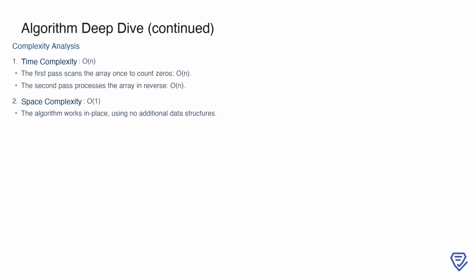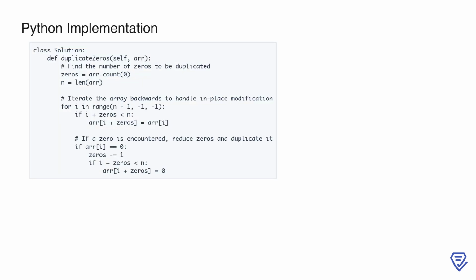The algorithm modifies the input array directly and uses only 2 additional pointers for traversal. No extra data structures are required, making it an in-place solution. This balance of O(N) time and O(1) space makes the approach both practical and optimal for this type of problem.